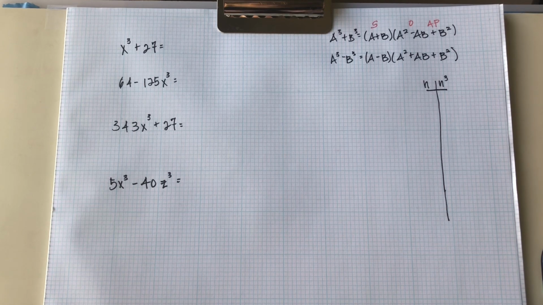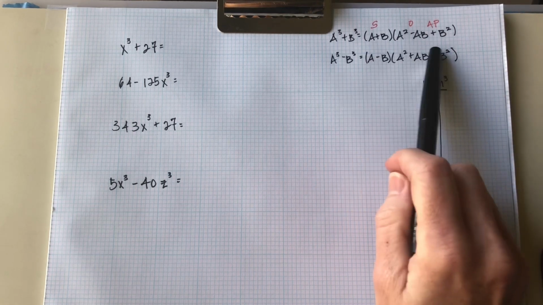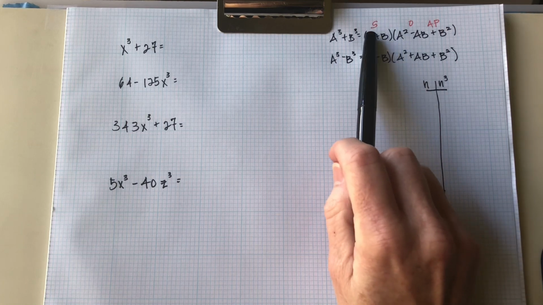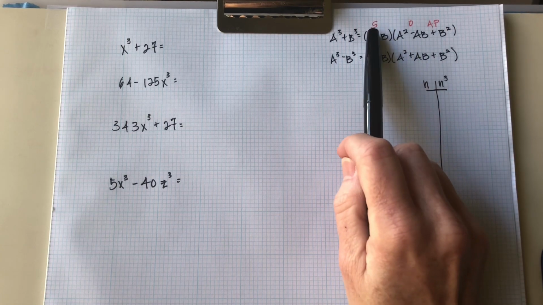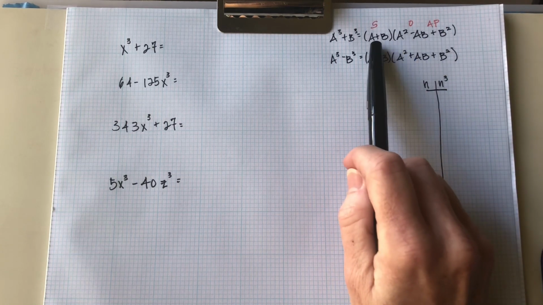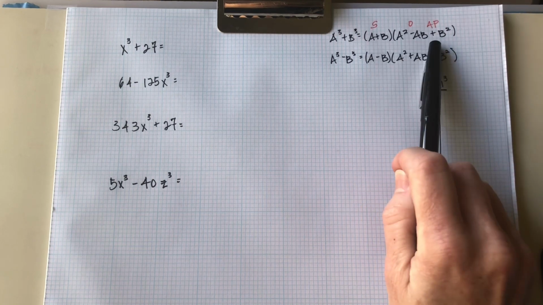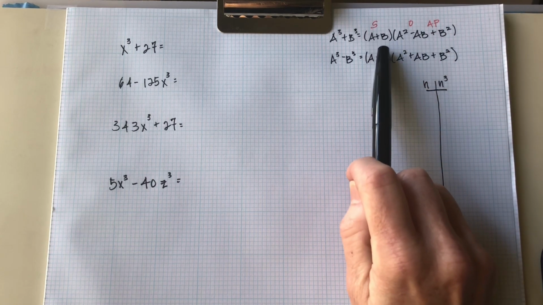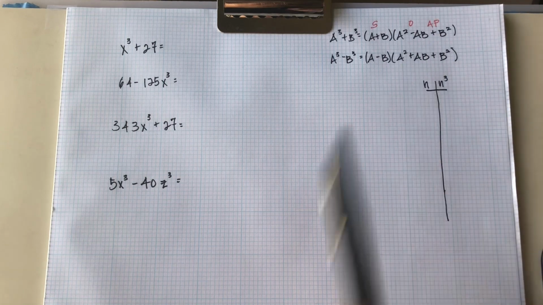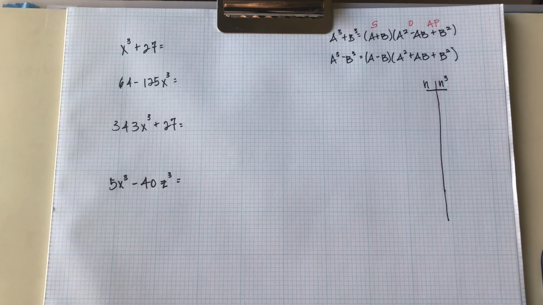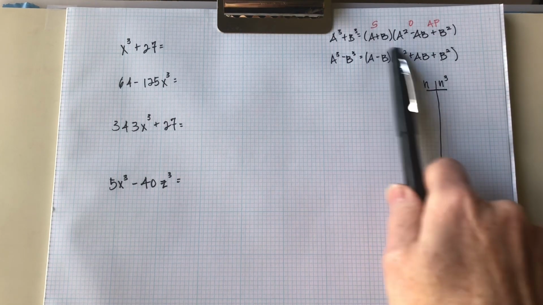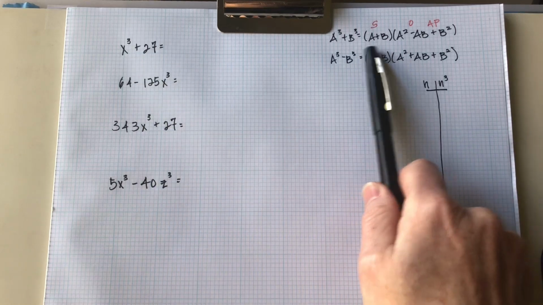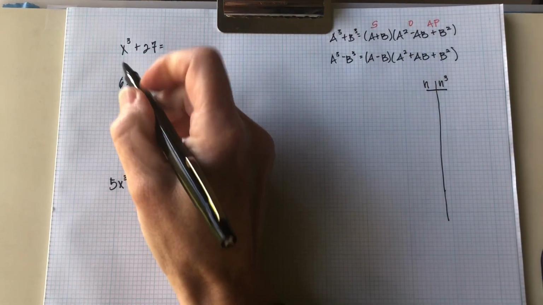So these are our patterns, and just a reminder, this abbreviation SOAP stands for same, opposite, always positive, and that refers to the plus or minus signs in front of each of the terms. So just applying that pattern, we've got a sum of cubes here, we'll apply this pattern.